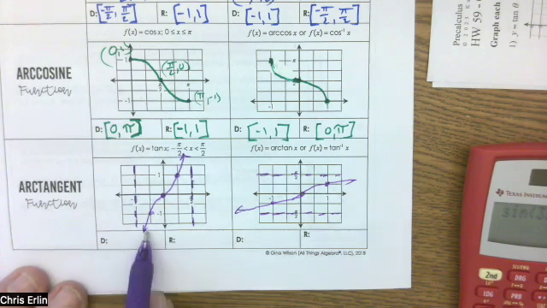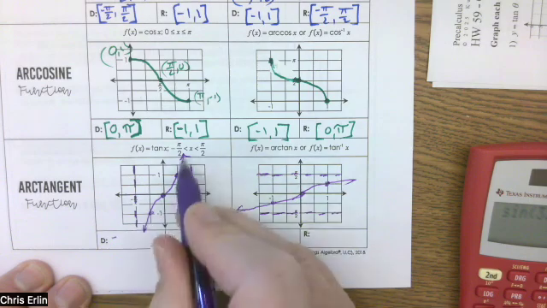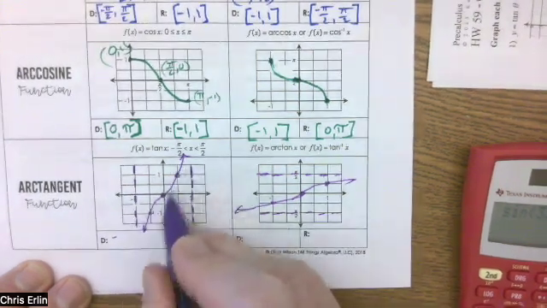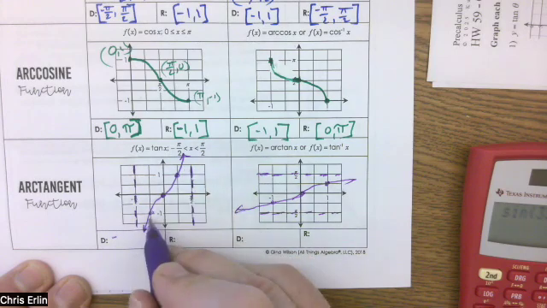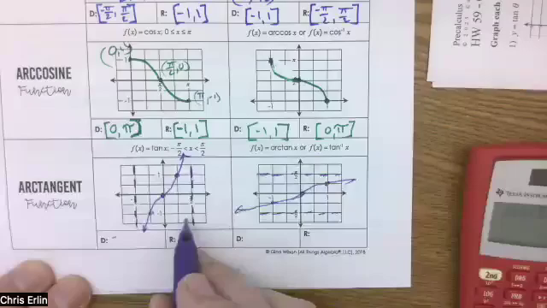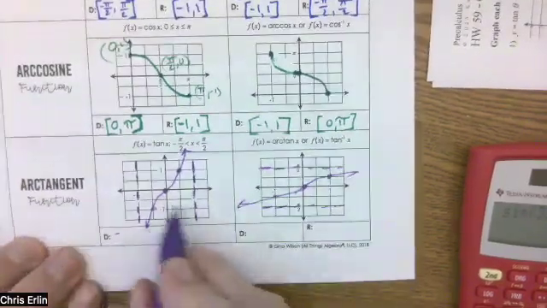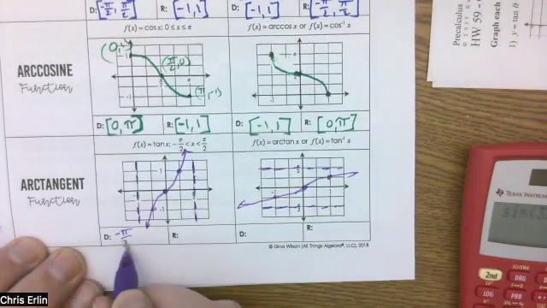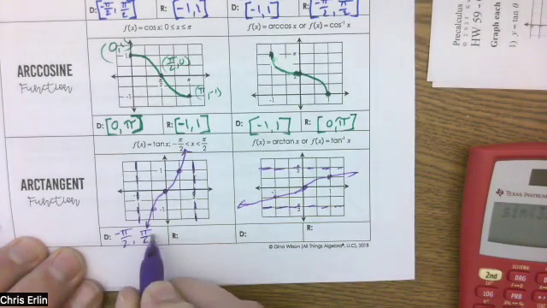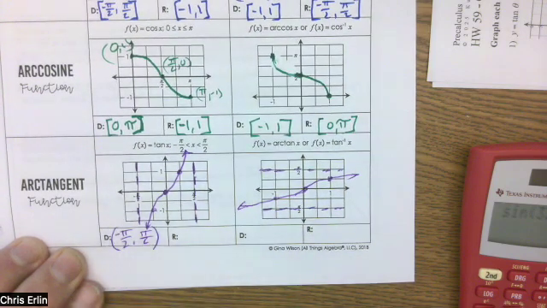What's our domain for tangent? Does this give us all the values? This is a complete period of tangent, right? Tangent's period is just pi. And if we go from -pi/2 to pi/2, that's a full period, and it gives us all the y values. So we're going to go from -pi/2 to pi/2. Good. Open circles. In other words, exclusive because of the asymptotic behavior at the ends. It never reaches those values.